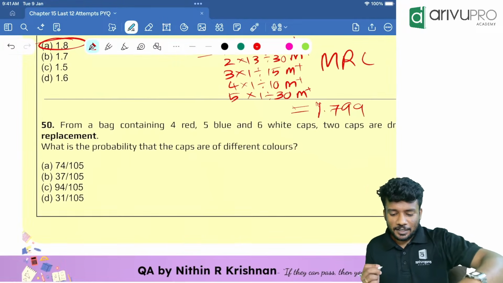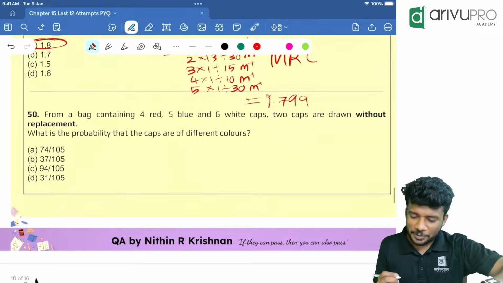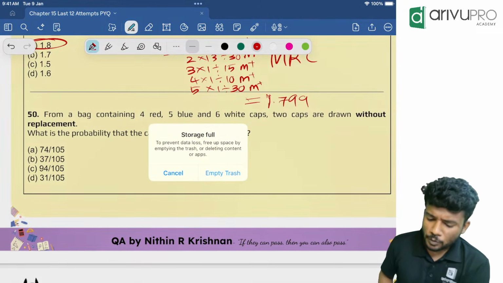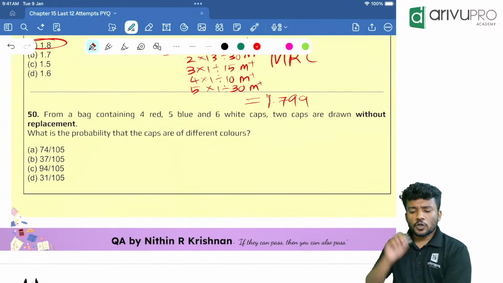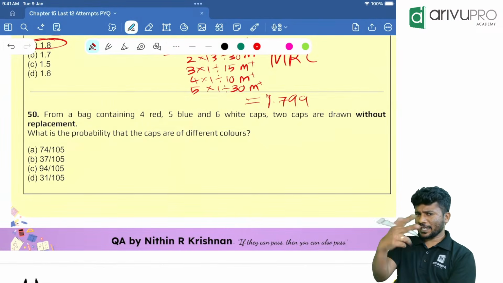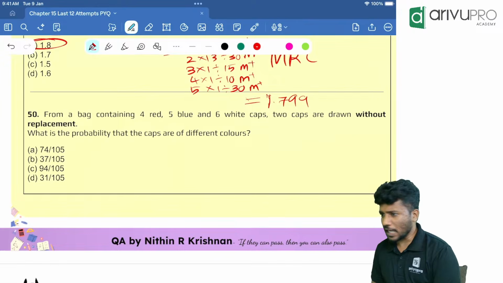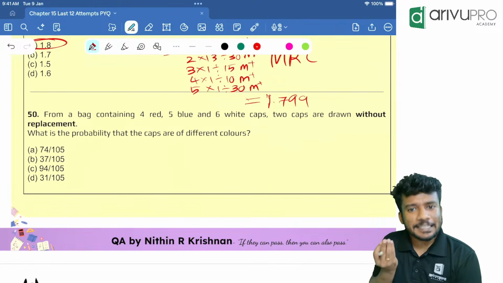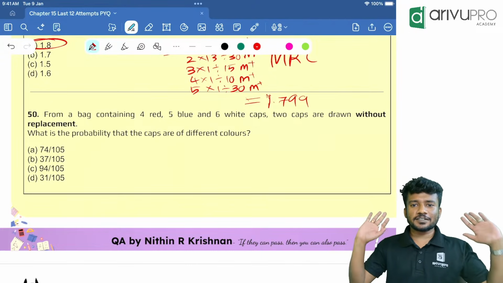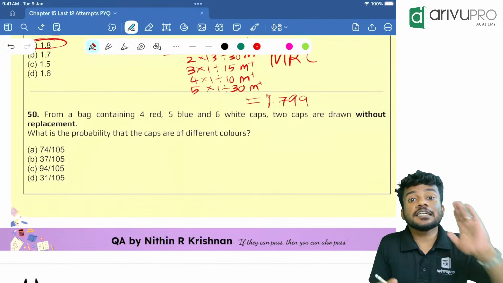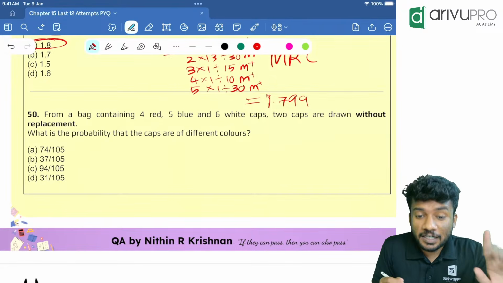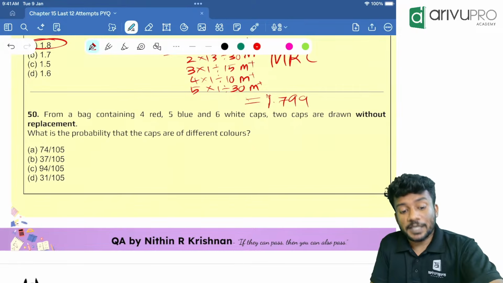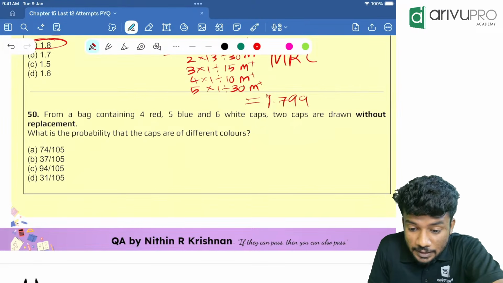Next one, another repeated question. From a bag containing 4 red, 5 blue and 6 white caps, 2 caps are taken. So how many caps are taken? 2 are taken, without replacement. What is the probability that the caps are of different colors? Different colors is the condition. I will tell you one by one how to find it.